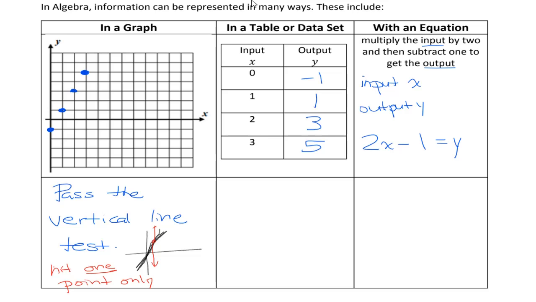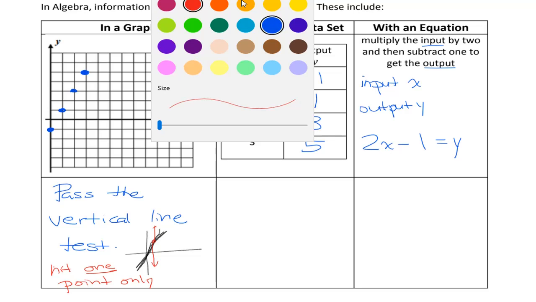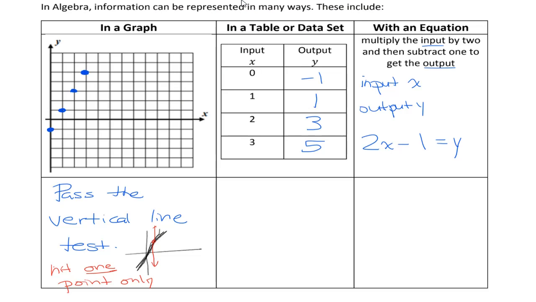Okay, on a data set or in a table, again just like our example when we defined the word function, we're looking for no repeating x values, and if there is a repeating x value, there cannot be different y's.